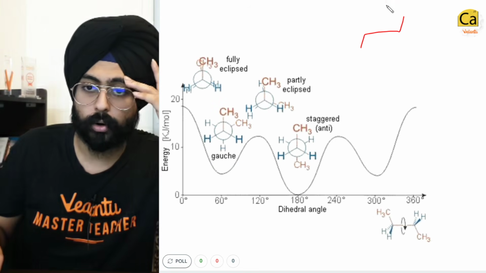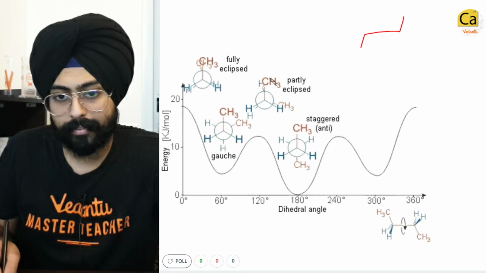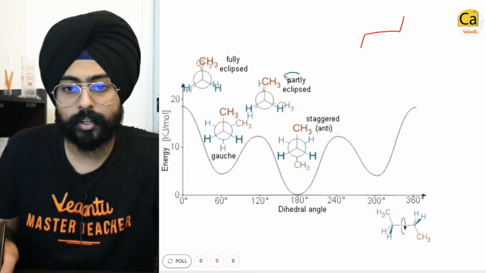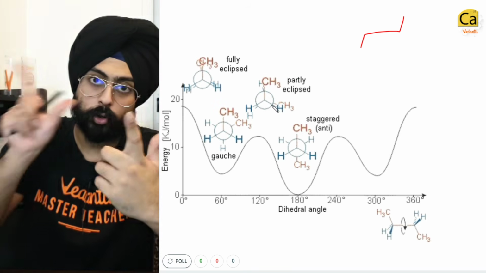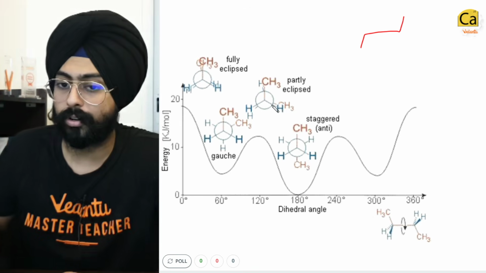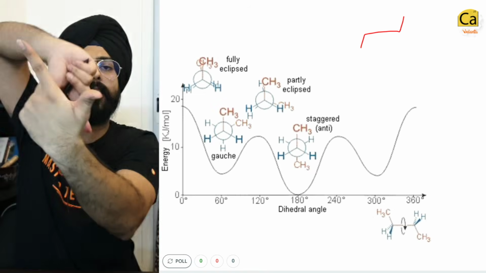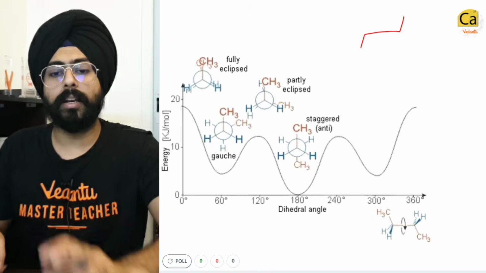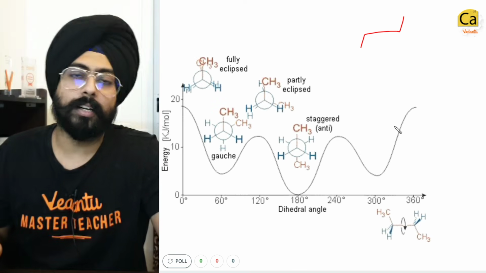A lot of people wonder what gauche is. Okay, it's not "gauche, gauche." Then if you have CH3 overlapping with a hydrogen, that is partially eclipsed or partly eclipsed. It is an eclipsed form, but not totally, because CH3 and CH3 are not in front of each other. Then you have the staggered or anti form, completely opposite to each other. And then once again, over here you will get the partly eclipsed, you will get the gauche over here, and you will get the fully eclipsed.